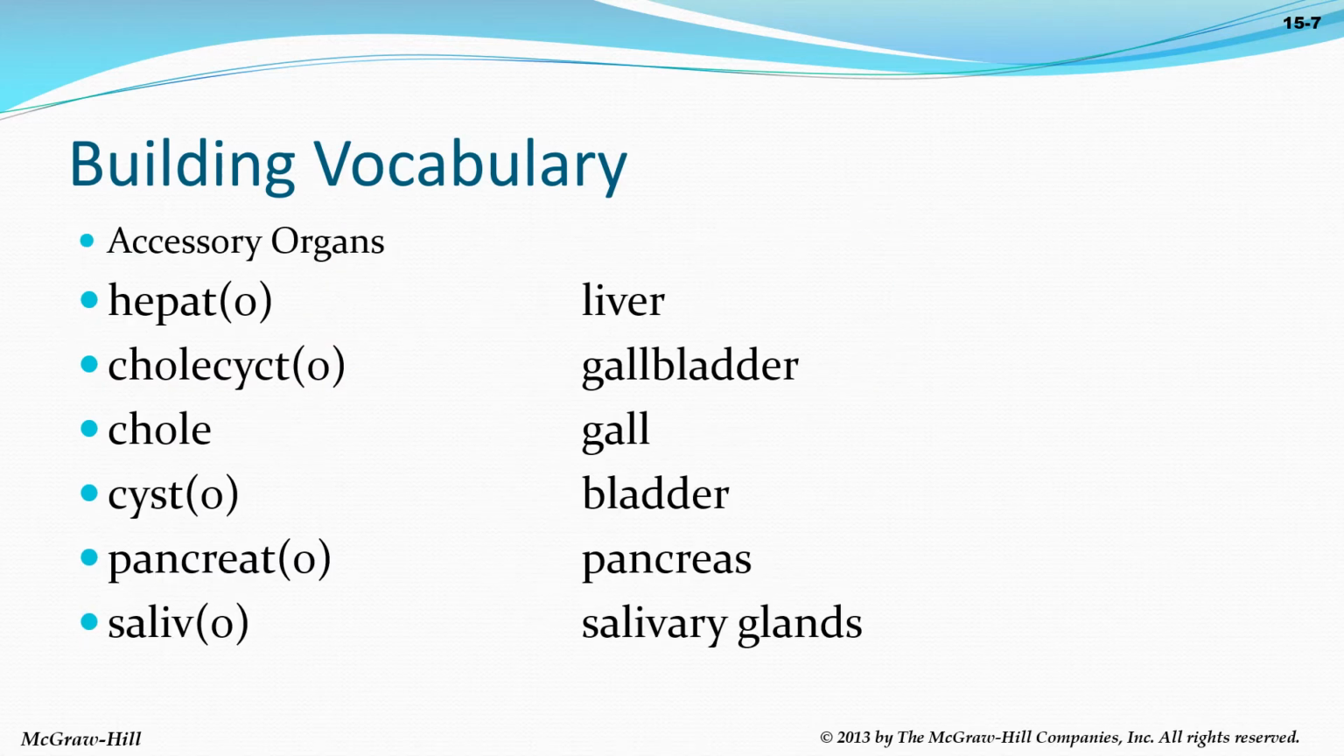The organs. Hepato, we already had. Chole, cyst. Cyst is just generic for bladder. Here they're using chole for the bile. It kind of makes sense because bile absorbs fat, and the type of fat is cholesterol.